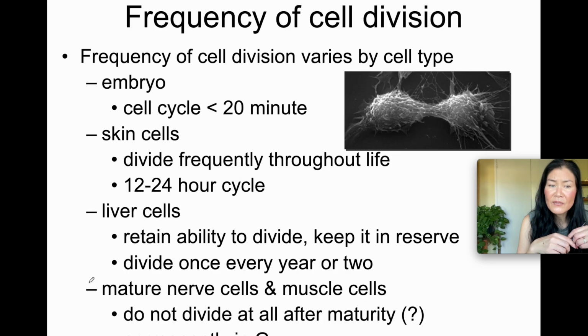Again, I mentioned liver cells. Liver cells, even though they're in G0, do retain the ability to go back into G1 and then S and G2. If you remove part of your liver, then it would grow back. Whereas your muscle cells and brain cells are always in G0. Once they reach maturity, they go into the G0 phase where they are permanently in G0 and you do not make any more brain, nerve, or muscle cells.